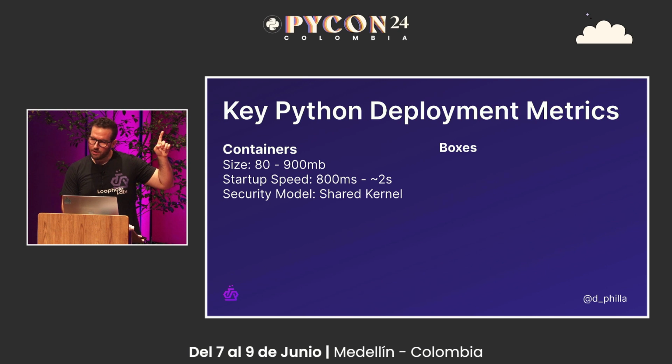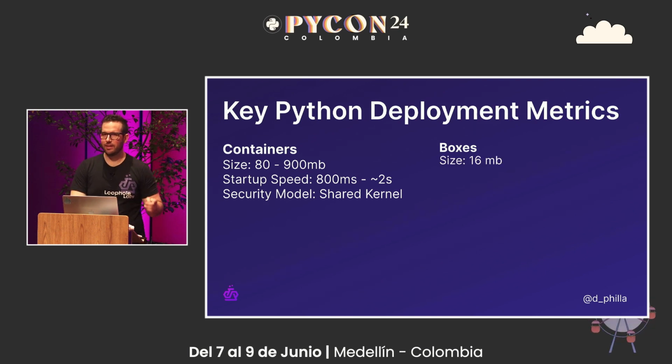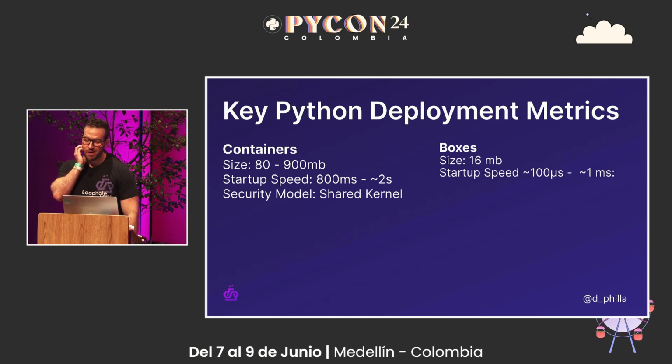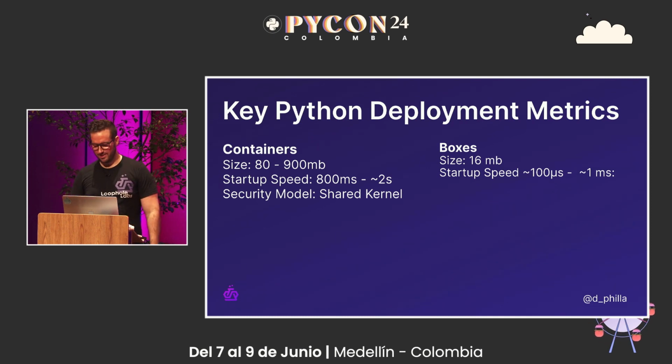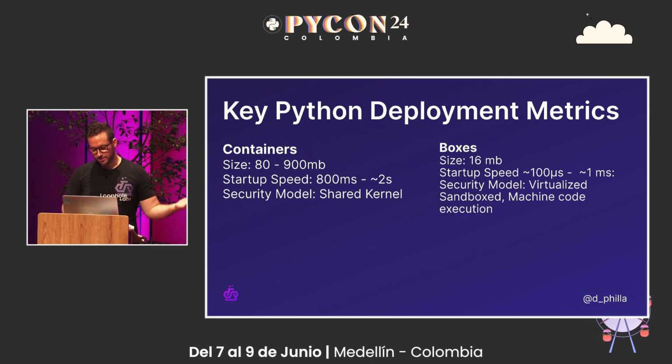The same code in a box, in Boxer, maybe 16 megabytes. That's even with the standard lib. The startup speed is 100 microseconds, even in the browser. Maybe 1 millisecond in the browser, right? This is a virtualized environment. Security model: virtualized sandbox, machine code execution.